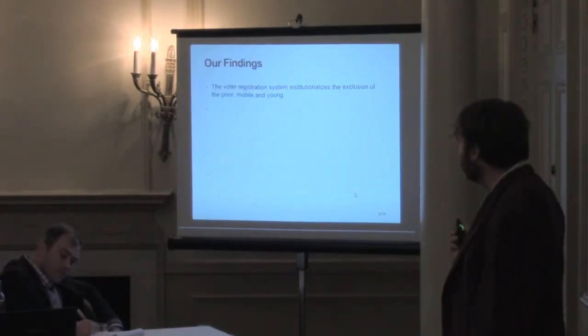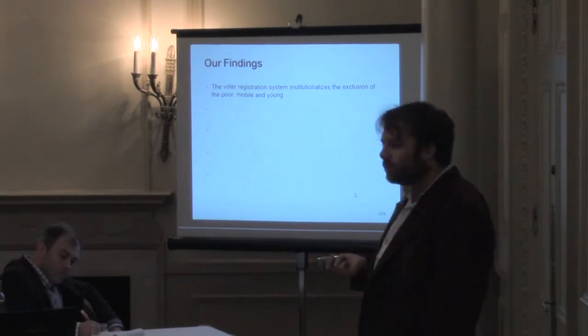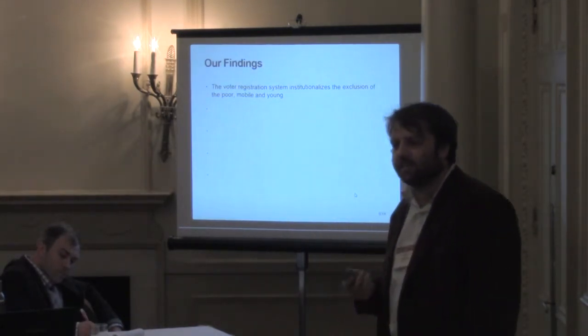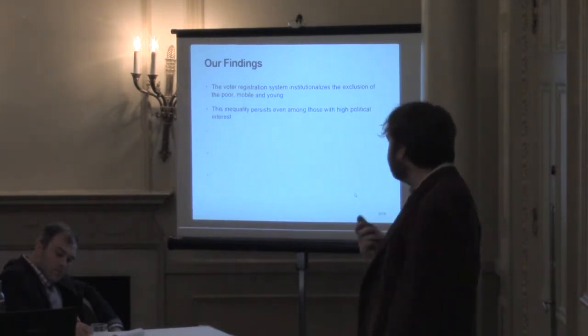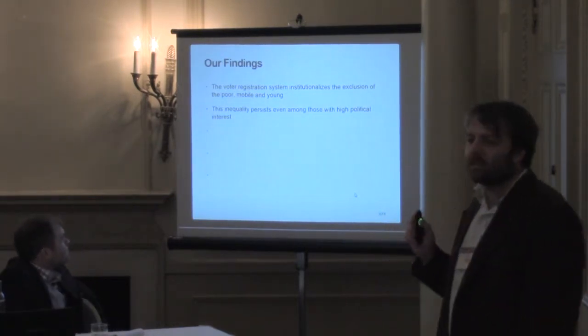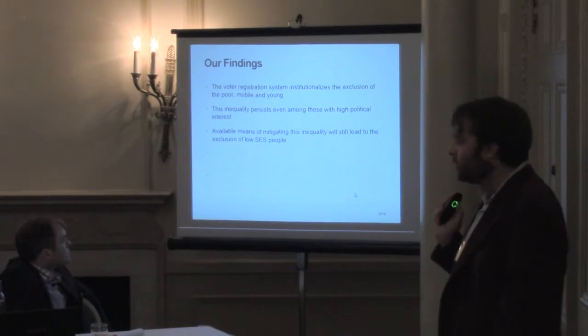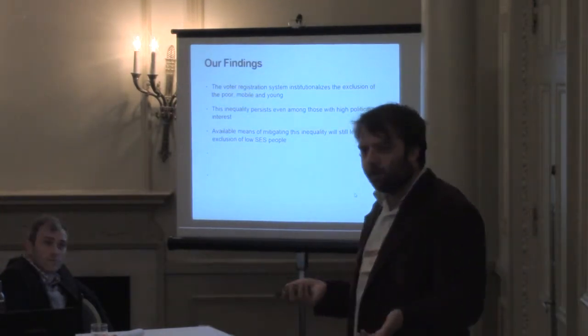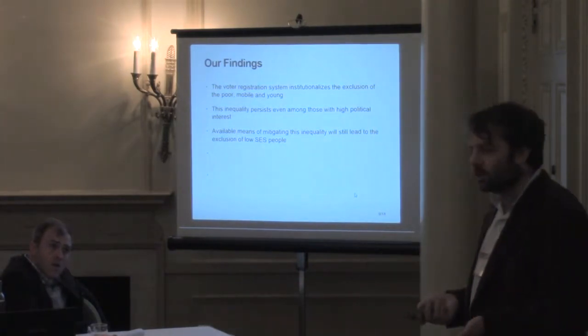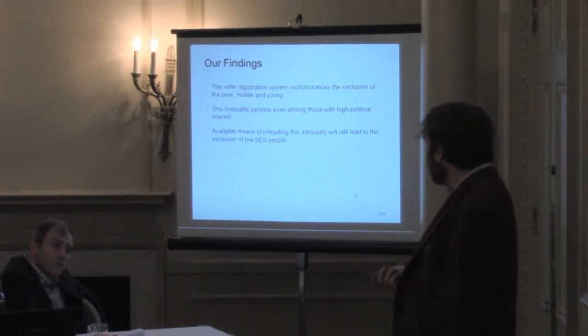Let's talk about some findings. So the voter registration system institutionalizes the exclusion of poor people, mobile people, and young people. And this inequality persists even amongst high political interest people. So these are people that are interested enough in politics that we would think they would want to register to vote, but because of their social situation, don't do so.